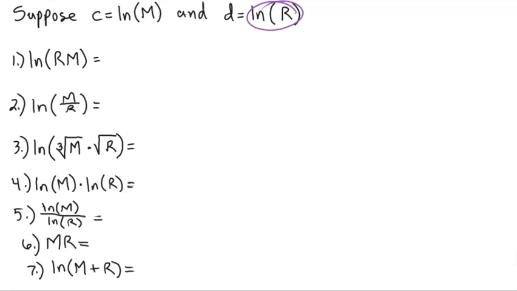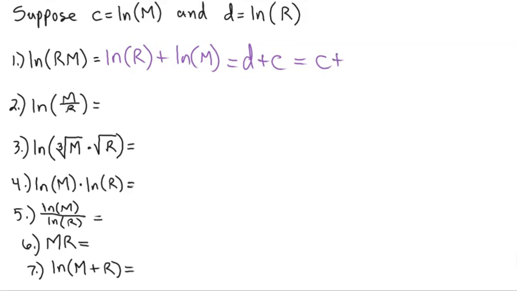And we're going to do something similar like we did in the last one using properties of logarithms. Only now we don't have numbers in here, we have letters. So the natural log of r times m. Well, this is multiplication in between r and m, so we can turn it into addition between logs. We can do the natural log of r plus the natural log of m. And the natural log of r is d, and the natural log of m is c, and so we can just say d plus c. We could also say it is c plus d because addition is commutative.